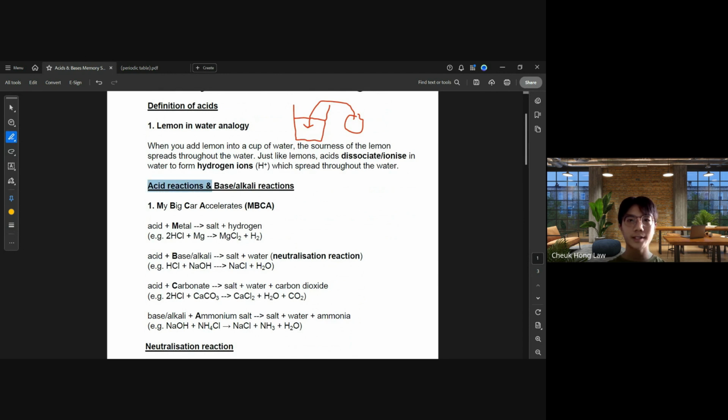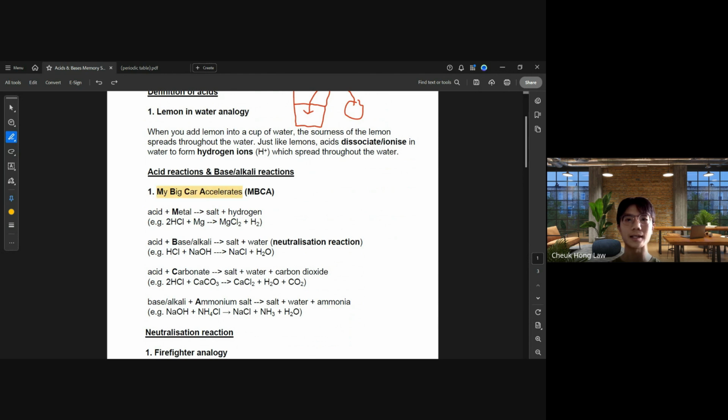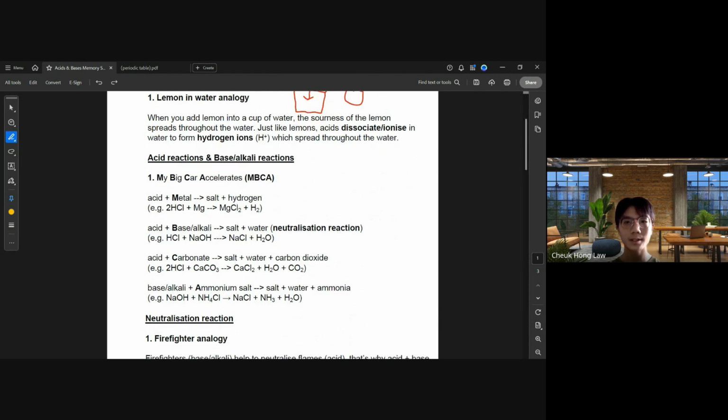Next, acid reactions and base and alkali reactions. The memory shortcut is my big car accelerates, MBCA. M is metal, B is base or alkali, and C is carbonate. Then we'll move on to A later. So M, B, and C will be for acid reactions. Acid plus metal gives you salt and hydrogen. An example of the reaction is hydrochloric acid, HCl, plus magnesium to give you magnesium chloride and hydrogen.